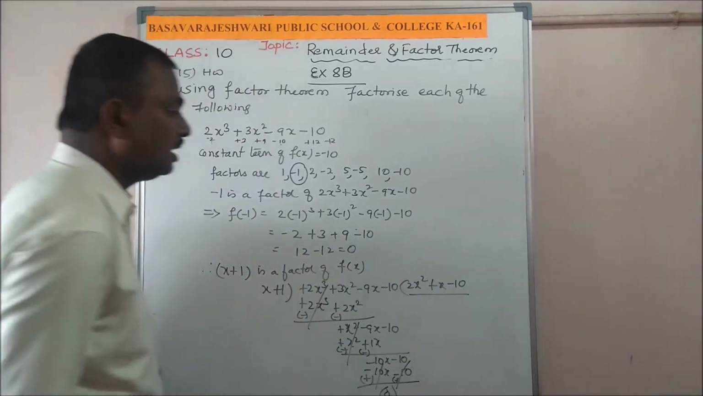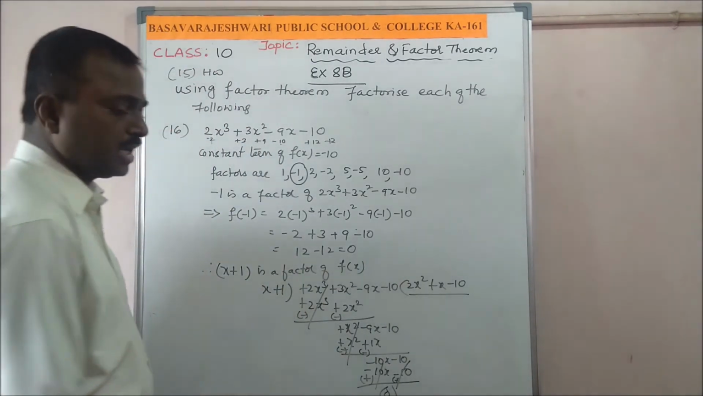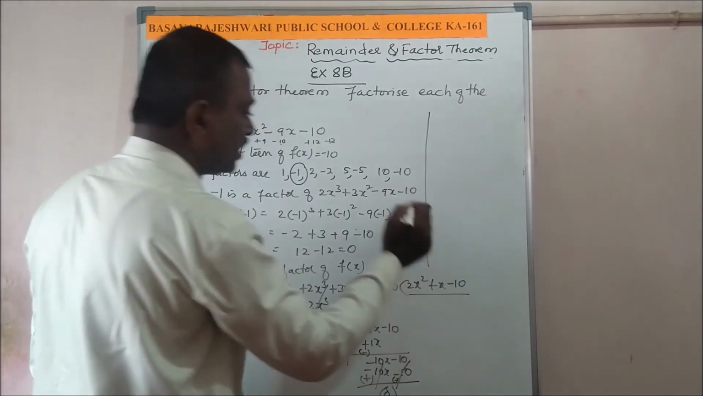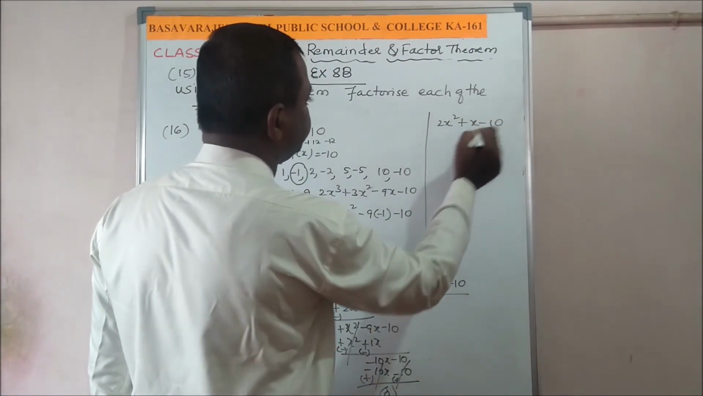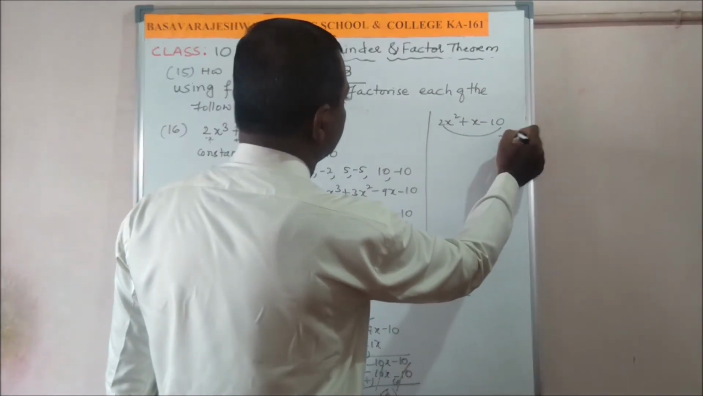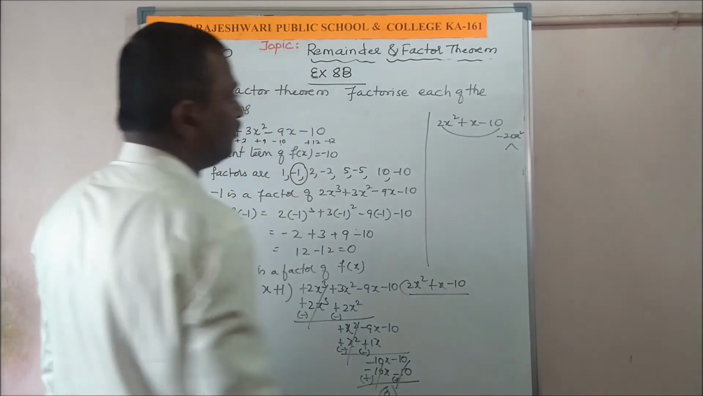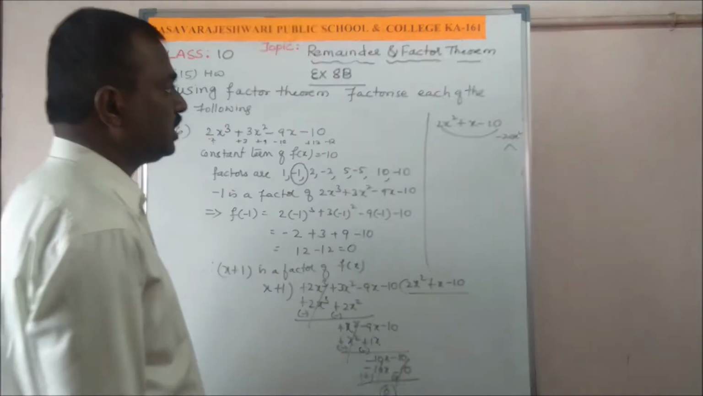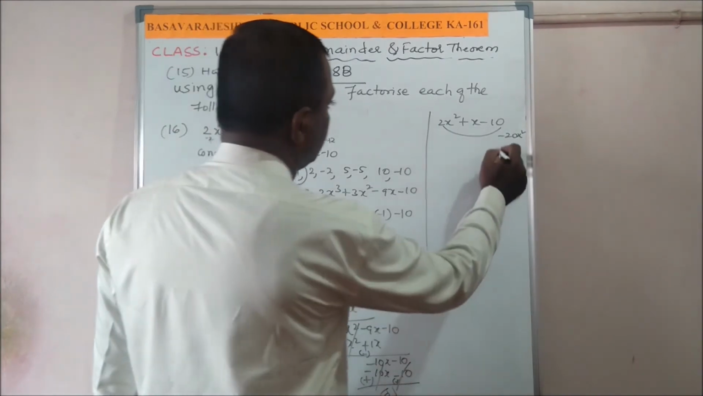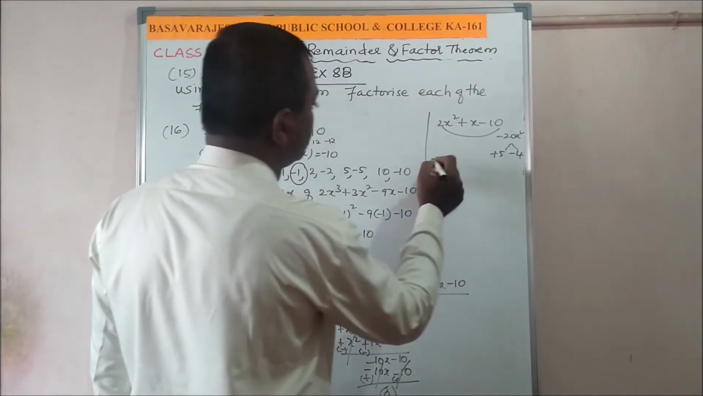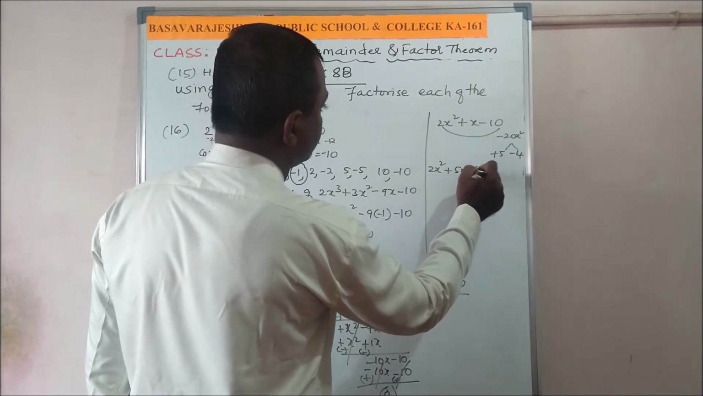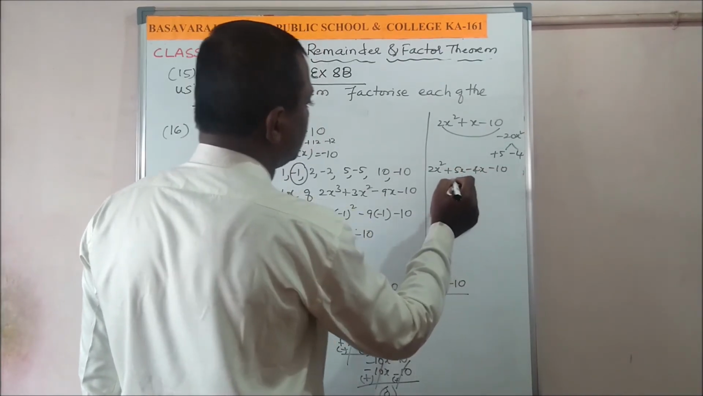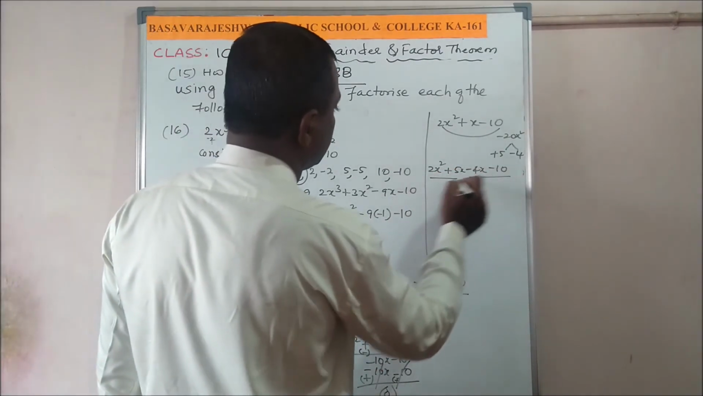So we got the quadratic equation. So factorize the quadratic equation. 2x square plus x minus 10. 2 tens are 20, so 5 and 4: plus 5 minus 4. So 2x square plus 5x minus 4x minus 10. Okay, so what is common?